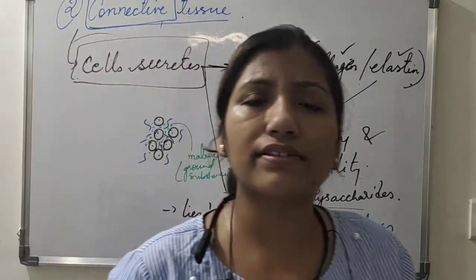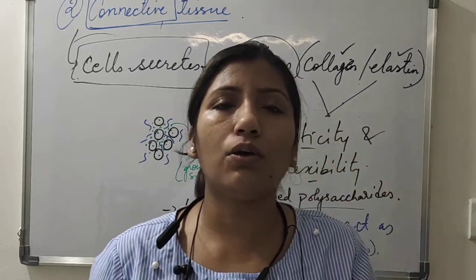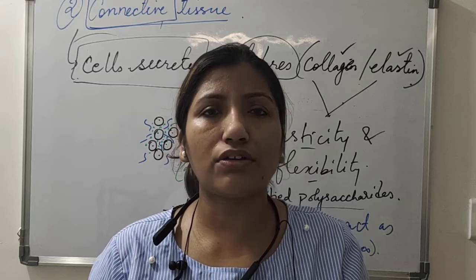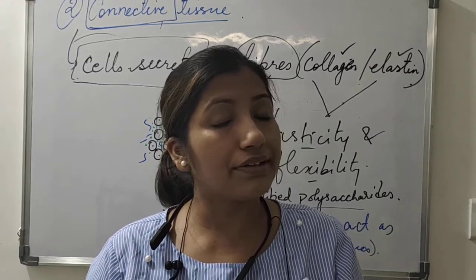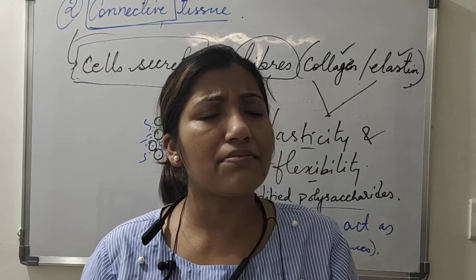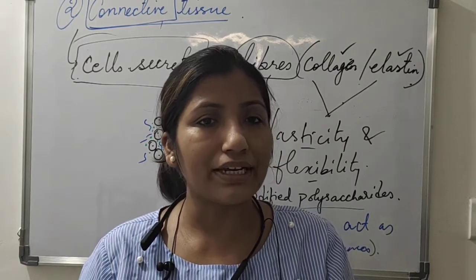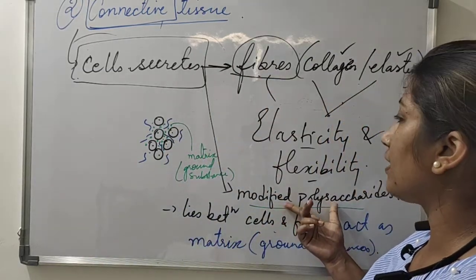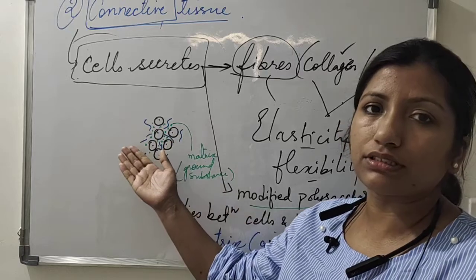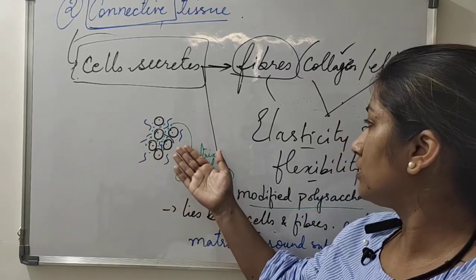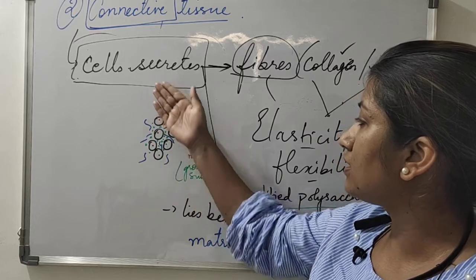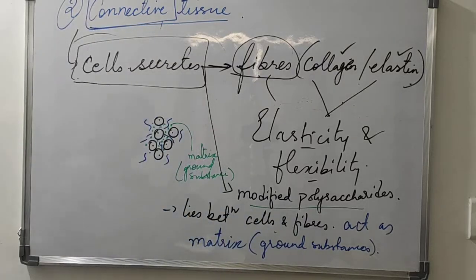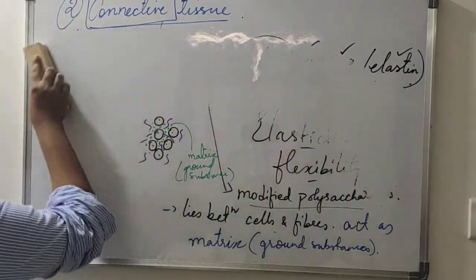Ground substance is more or less like a base. Like how cytoplasm is present in a cell. If cytoplasm is not there, where will the nucleus reside? Where will the cell organelles reside? So cytoplasm is like a ground substance, like a medium, like a matrix. In the same manner, this modified polysaccharide acts here like a ground substance, and over this ground substance, the cells and these fibers reside. Alright. So this was the cell secretion of connective tissue.